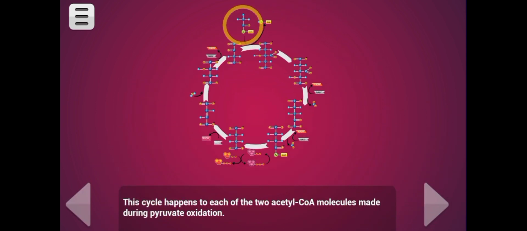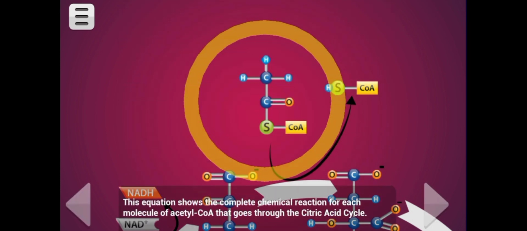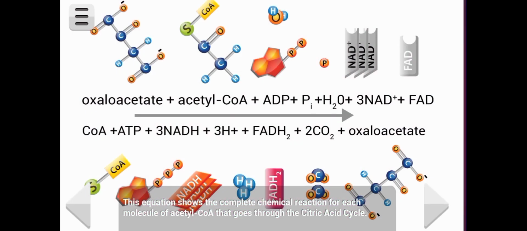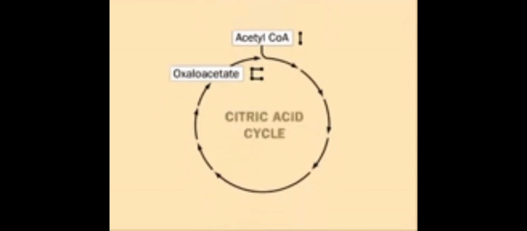This cycle happens to each of the two acetyl-CoA molecules made during the pyruvate oxidation. This equation shows the complete chemical reaction for each molecule of acetyl-CoA that goes through the citric acid cycle. These products in the illustration will now have a corresponding variety of destinations. I do hope that learning the Kreb cycle, commonly known as the citric acid cycle, has been fun.